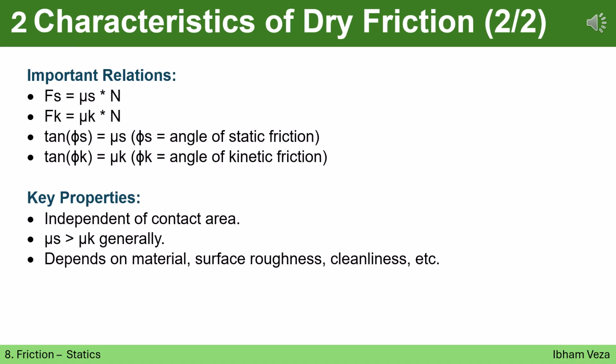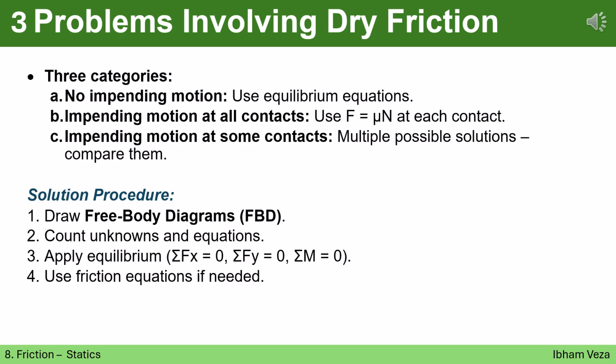This slide presents the key equations used in friction analysis. The maximum static friction is equal to the coefficient of static friction multiplied by the normal force. Similarly, kinetic friction equals the coefficient of kinetic friction multiplied by the normal force. The friction angle is related to the coefficient of friction through the tangent function. An important observation is that friction is generally independent of the apparent contact area and depends more on the materials and surface conditions involved.